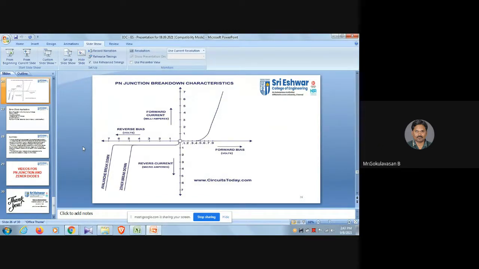Next comes this diagram, which is showing you the PN junction breakdown characteristics. It combines both our avalanche breakdown and Zener breakdown. Both will be combined together here.